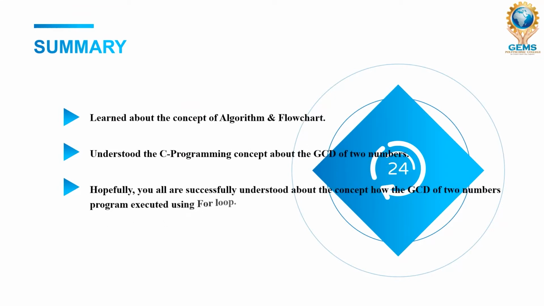So the summary of our today's lecture is, I hope you understood the concept of algorithm and flowchart. We also learned how coding works to find the GCD of two numbers. And the third point mentioned here, hopefully you successfully understood the concept of how GCD works by using a for loop.